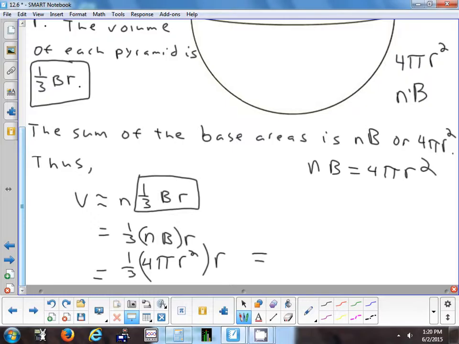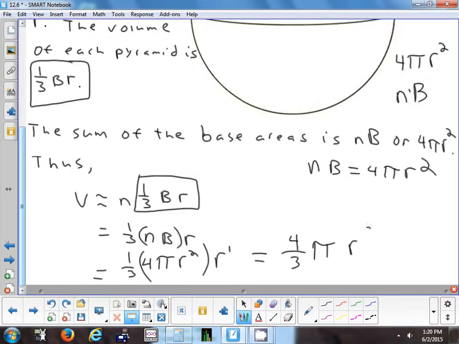Any question on that? Okay, who can simplify that for me? Give me my final answer. We have 1/3 times 4 pi r squared times r. If you see the same letter in two spots, you're not simplified. If you see a number in two spots, you're not simplified. That can all be combined.